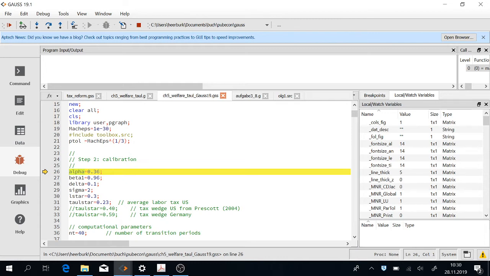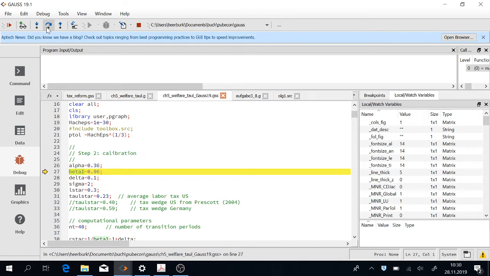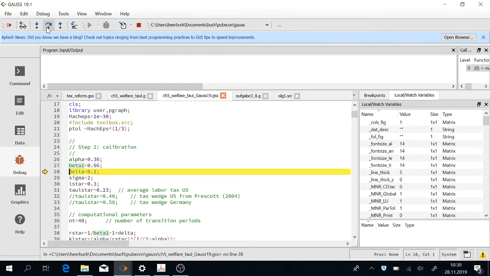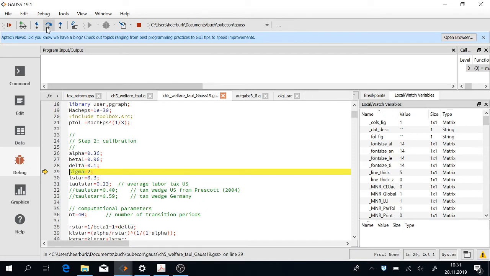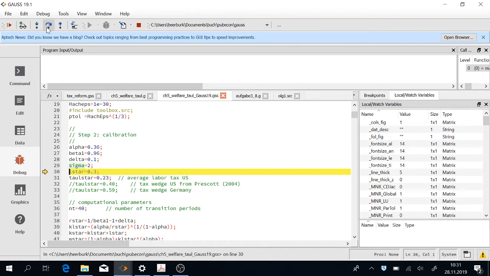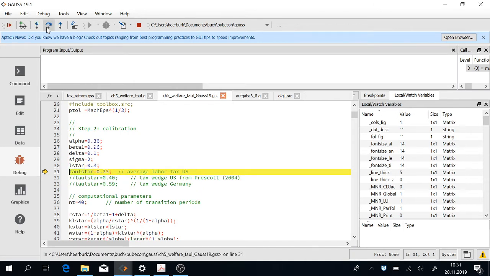So please make sure that the file toolbox.src is saved in the same directory as your program chapter 5 welfare tau L Gauss 19.gss. So in the second step, we calibrate the model. So we set the capital income share equal to 36%, the discount factor beta equal to 0.96, the depreciation rate equal to 10%, the sigma equal to 2, implying an intertemporal elasticity of substitution of 1/2, the labor supply in the initial steady state equal to 0.3, and the labor income tax rate equal to 0.23.